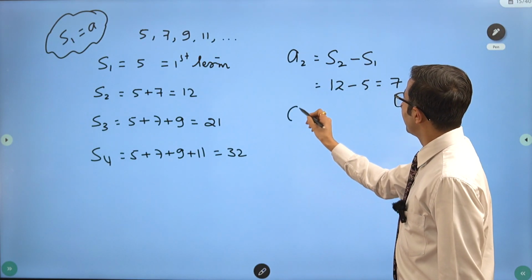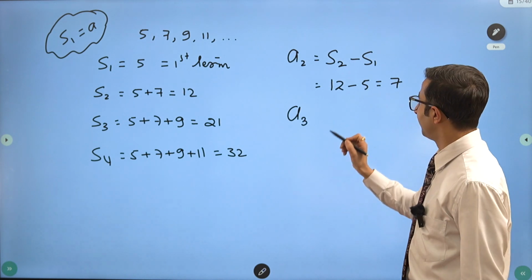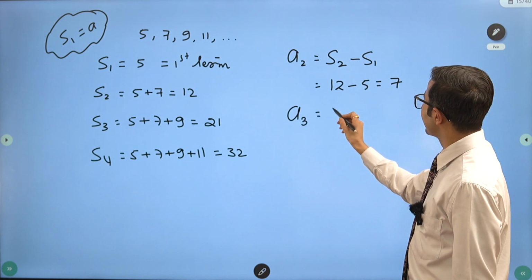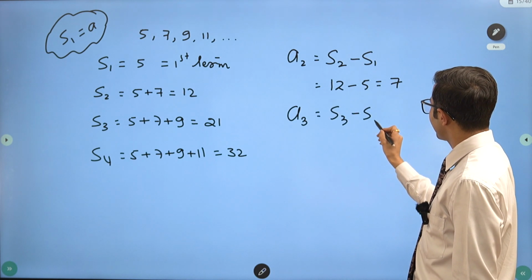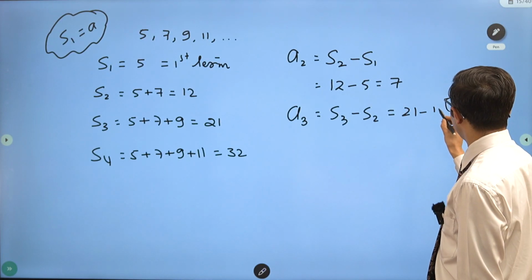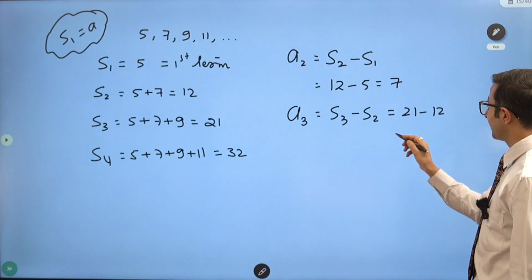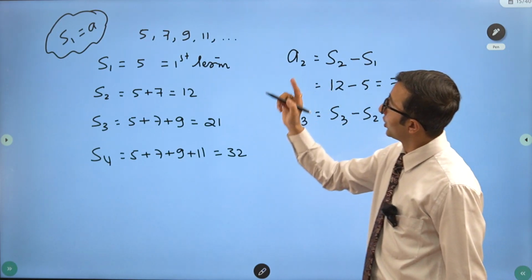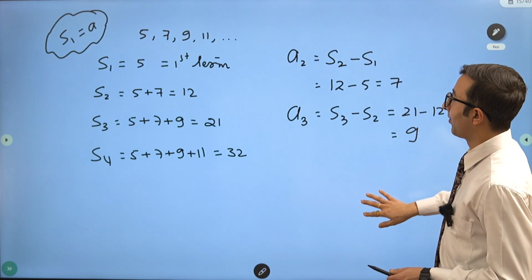Similarly, if you want to find the third term, A3 can be written as S3 minus S2. S3 is 21 and S2 is 12. 21 minus 12 will give us 9, which is the third term. That's why this formula is formed.